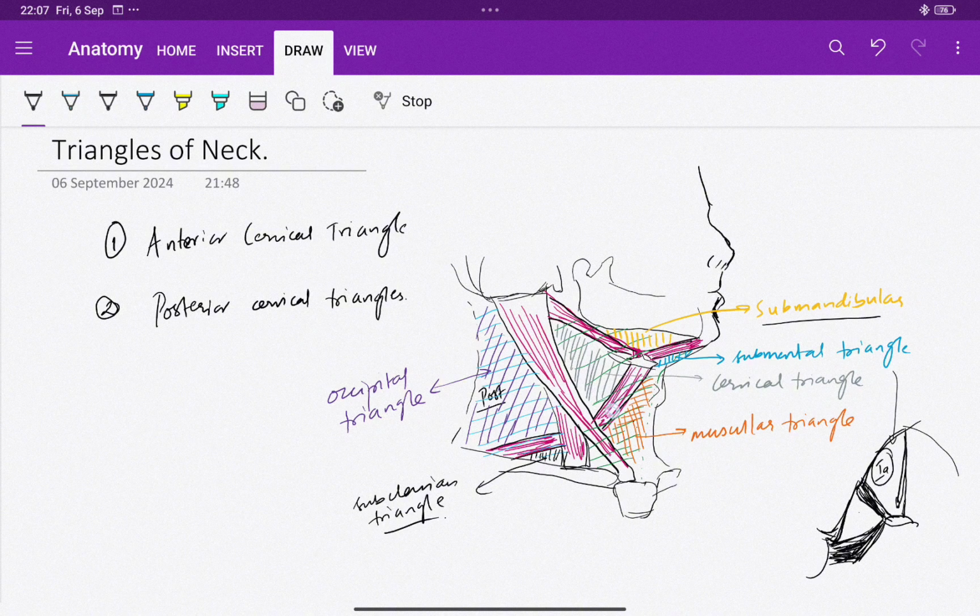So this muscle is the omohyoid muscle. This is sternocleidomastoid, this is the posterior belly of digastric, and this is the anterior belly of digastric. And this is the hyoid bone. This here, the green dotted line, is the midline, and this is the sternum, the manubrium sterni, and this is the clavicle.